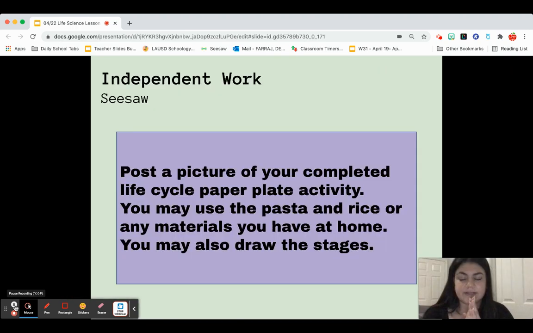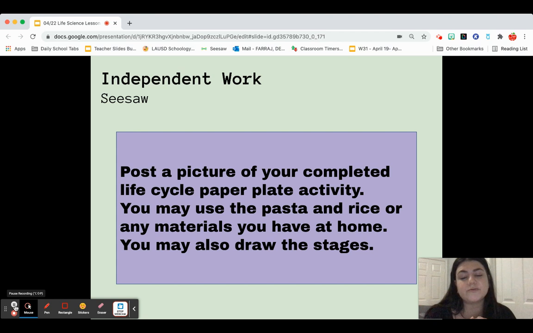All right, scholars, let's go over your independent work. Like I talked about earlier, your job is to complete your paper plate and post a picture of it for your teacher to see on Seesaw. You may use the pasta, the rice, or any materials you have at home. You may also draw the stages. I will post a picture of my completed work on Seesaw so you can see my example.